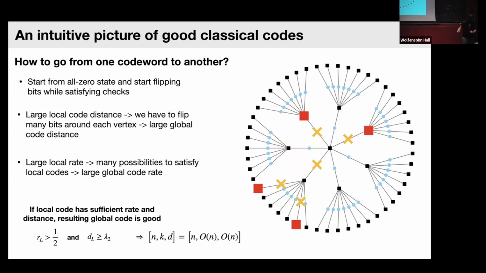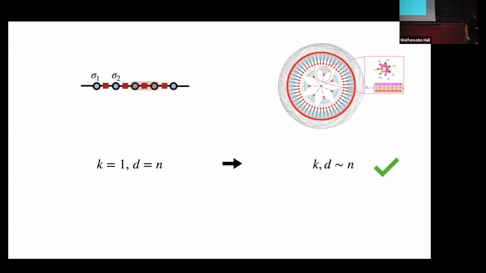Okay, so once again, these are the conditions: if you make your local code sufficiently good and your graph sufficiently expanding, then you can get these good global codes. Okay, so this was classical codes. We're going to now move on to quantum.